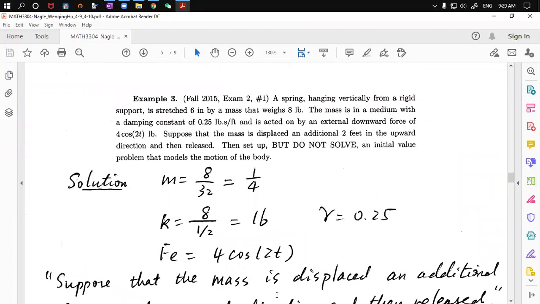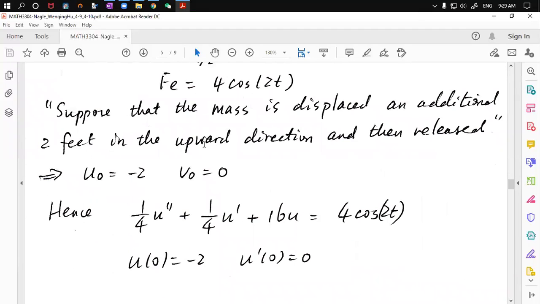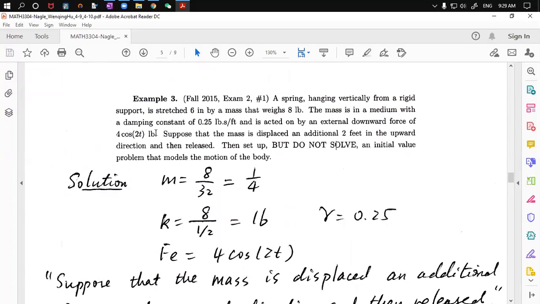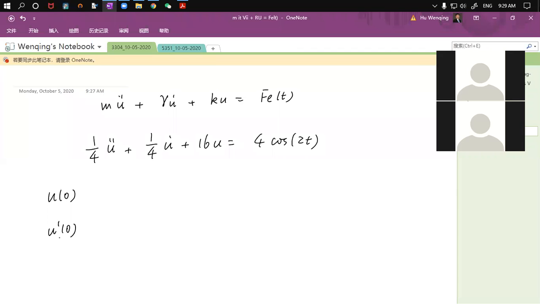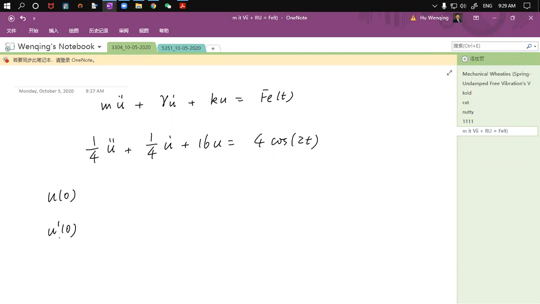However, the problem is not finished yet, because it says set up but do not solve an initial value problem that models the motion of the body. So it has to be an initial value problem. How do you set up this initial value problem? Well, initial value problem means you have to know the initial position, so you have to know u of 0, and you have to know u prime of 0, the initial velocity. Because this is a second order equation, in order to fully recover the unknown constants in this equation, you have to know the initial position and the initial velocity.